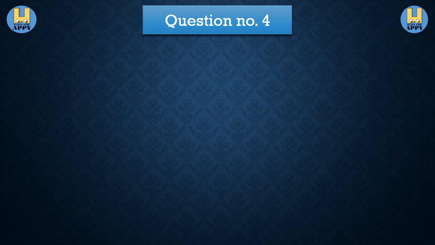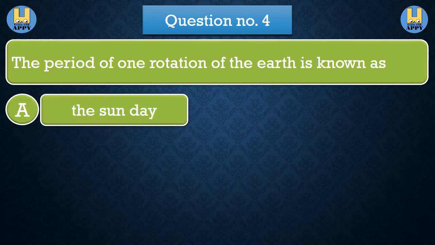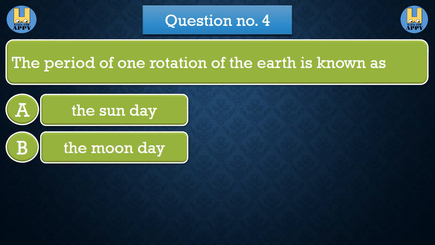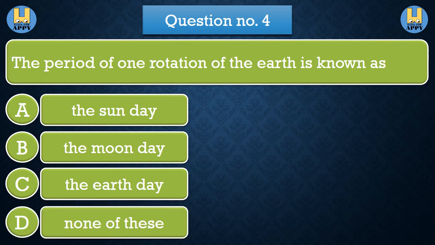Question number 4. The period of one rotation of the Earth is known as: Option A, the Sun day. Option B, the Moon day. Option C, the Earth day. Option D, none of these.